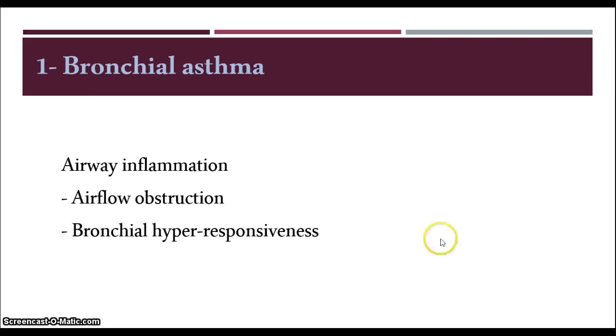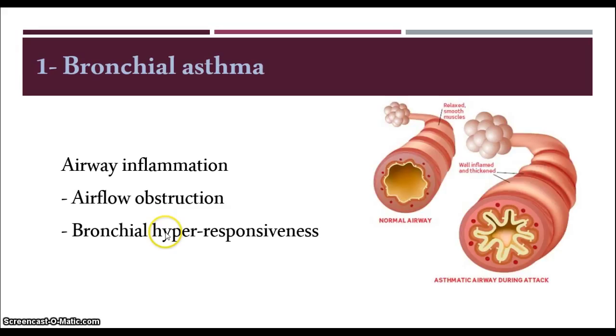What is bronchial asthma? Actually, the bronchial asthma is an inflammation in the airway. This inflammation leads to obstruction in the airflow and bronchial responsiveness for different stimuli. This is the normal airway, and this is the airway in case of bronchial asthma. What happens is that the smooth muscles on the wall contract, which causes obstruction of the airway, and the mucus secretion inside the tube itself increases, which makes breathing more difficult.